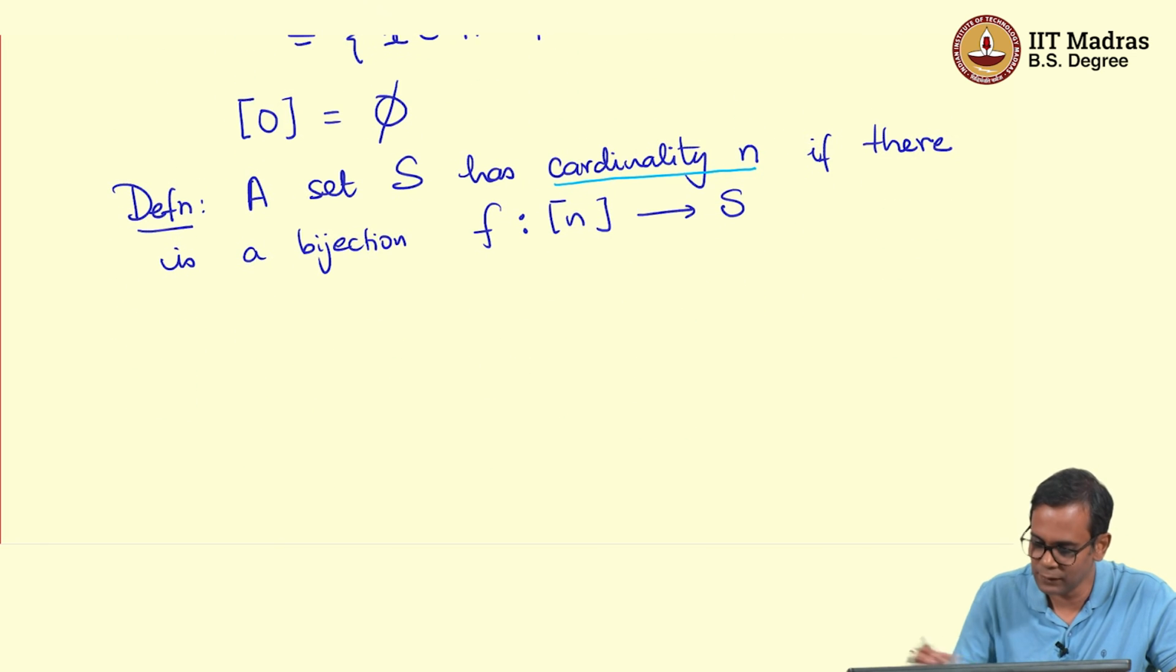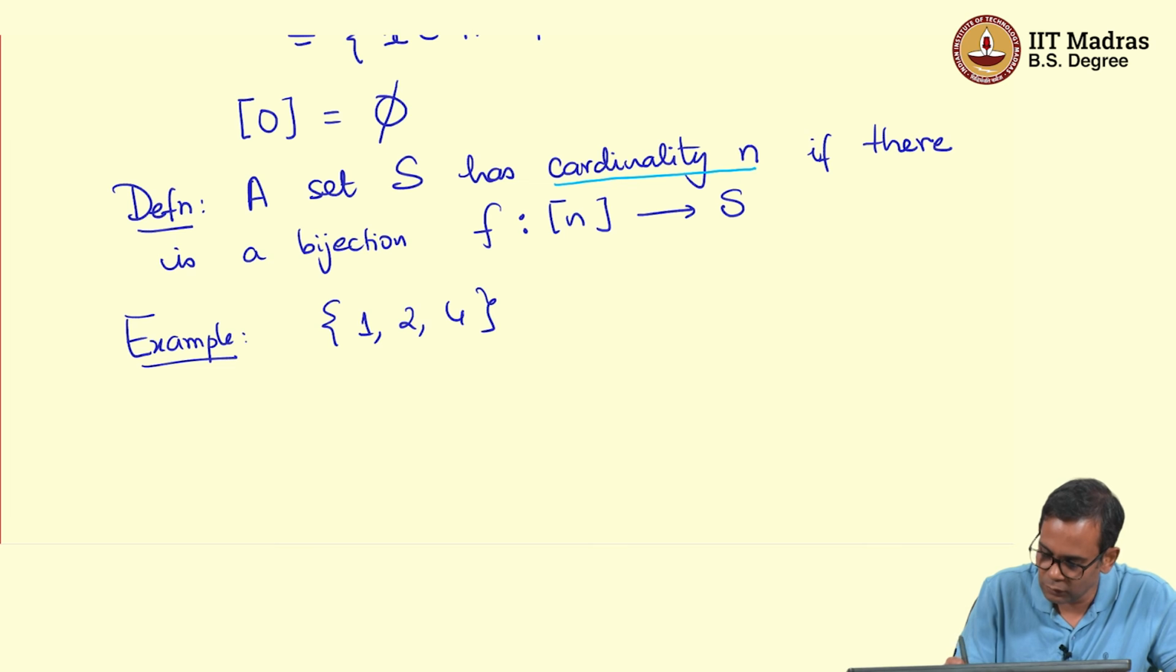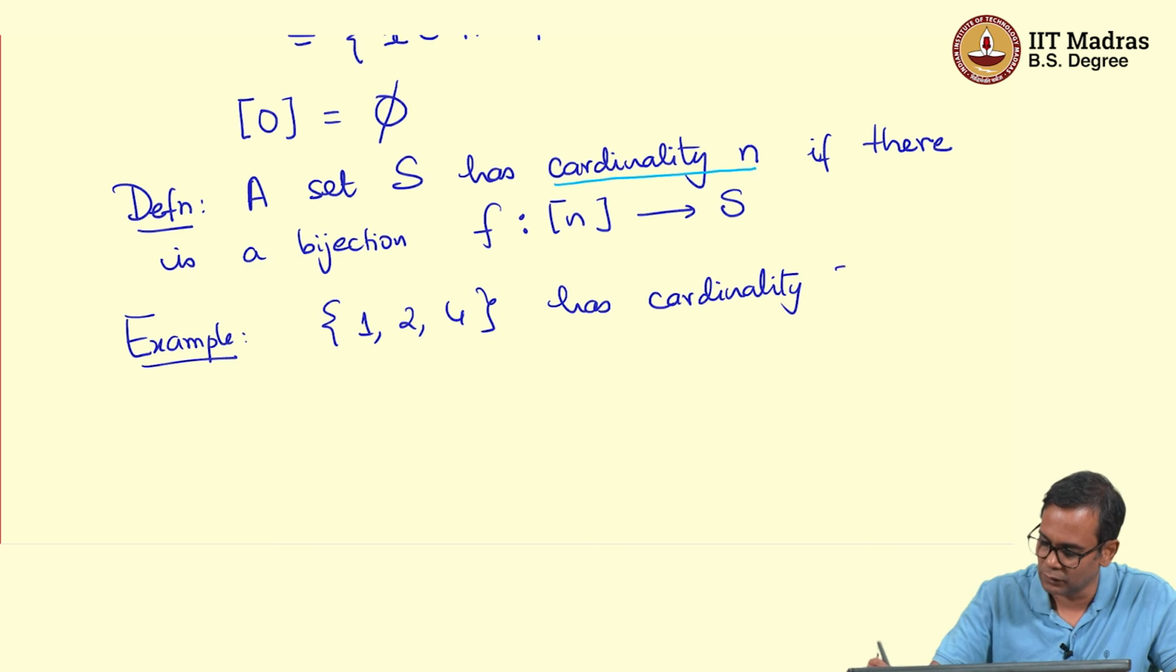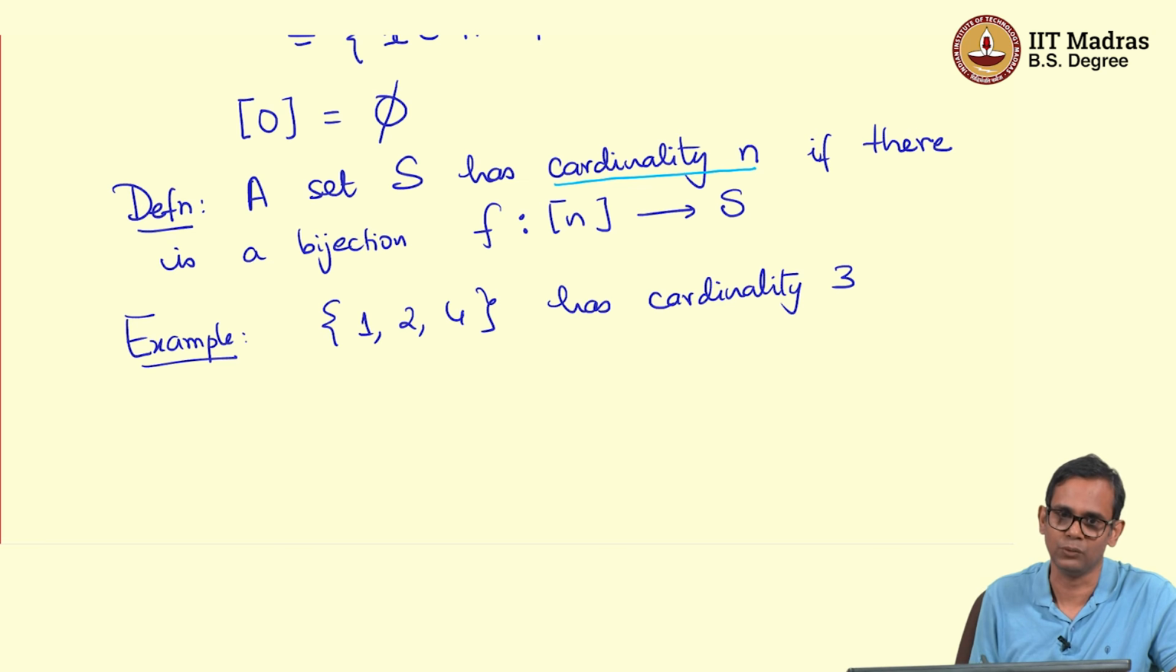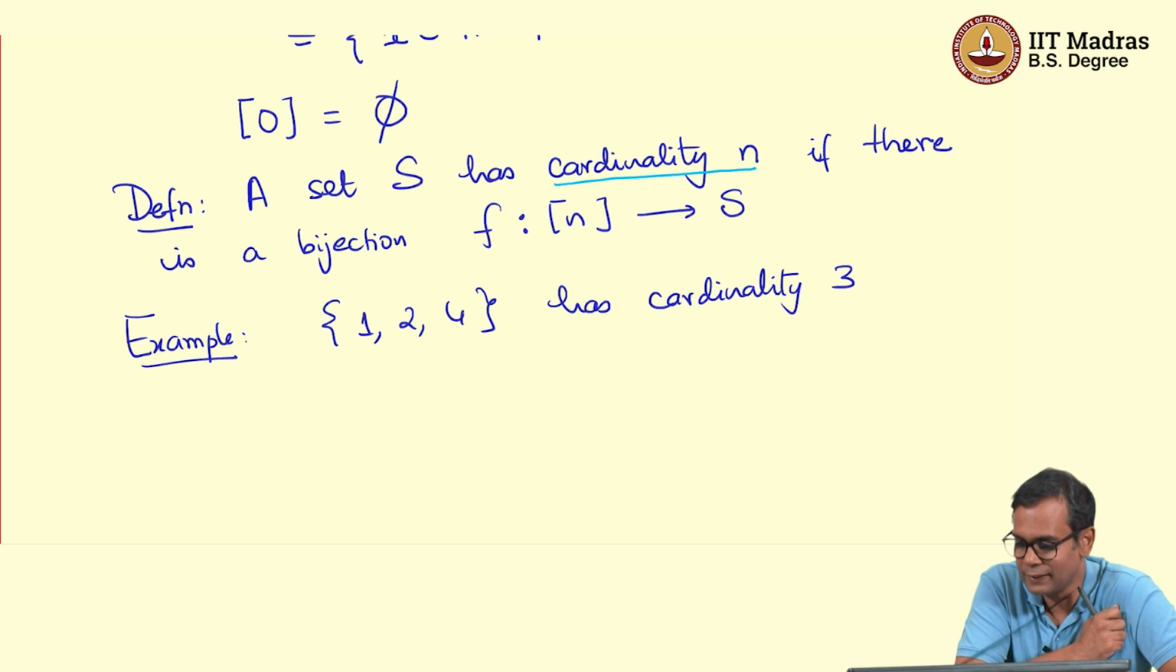So, for example, the set 1, 2, 4, what is its cardinality? It has cardinality 3, because there is a bijection from the set 1, 2, 3 to this set. You just take 1 to 1, 2 to 2 and 3 to 4. Okay, so, if a set has cardinality n for some natural number n, then it is a finite set.